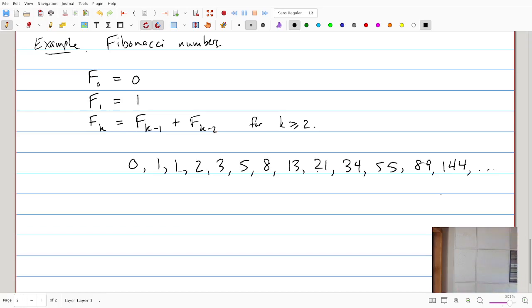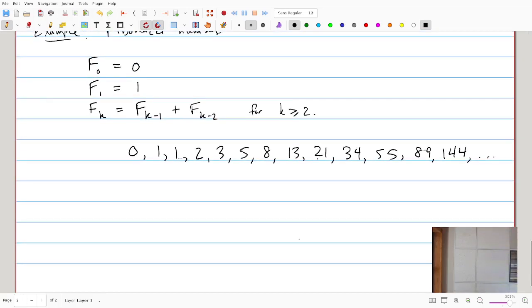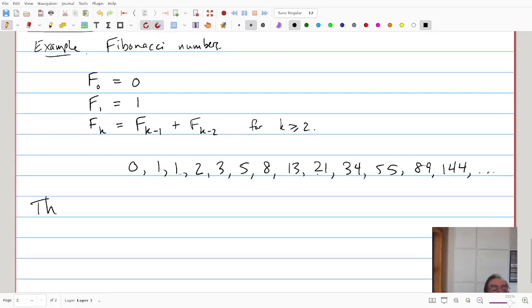We proved a theorem the other day about factorial, that it was growing faster than 2 to the n. So we can try to prove something similar about Fibonacci numbers. It turns out Fibonacci numbers are less than 2 to the n, although they're kind of similar in how fast they grow. We want to prove that for all natural numbers n, Fn is less than or equal to 2 to the n minus 1.